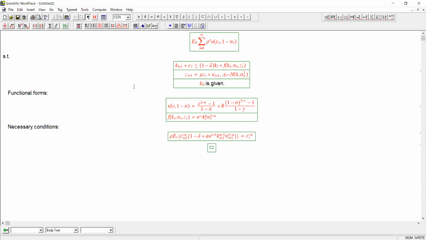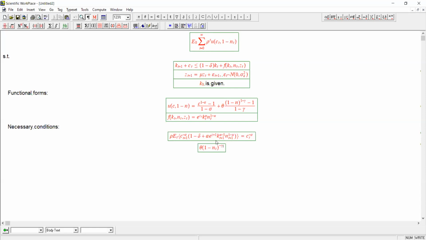The next necessary condition is the first order condition of the planner's problem with respect to labor. And this is going to give us something very useful. First, let's work it out. Again, pause if you want to work it out for yourself.